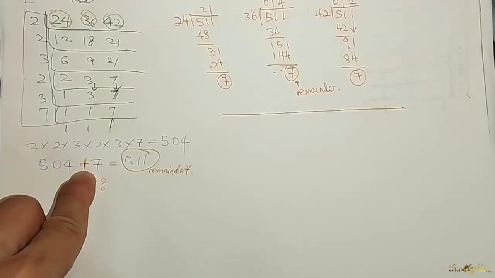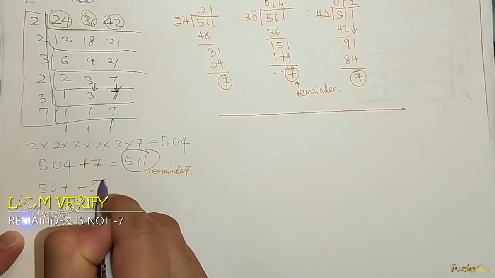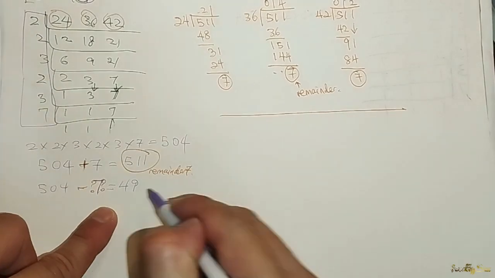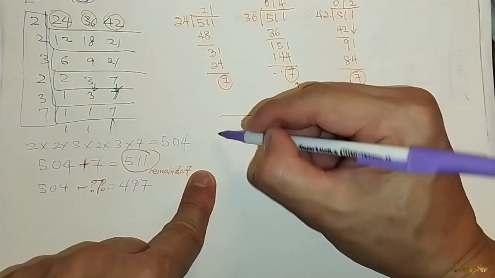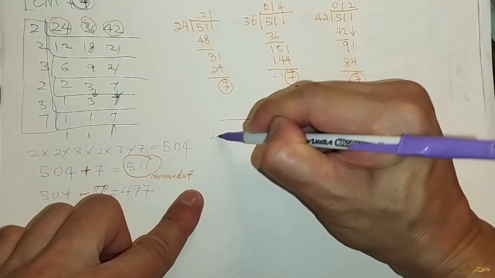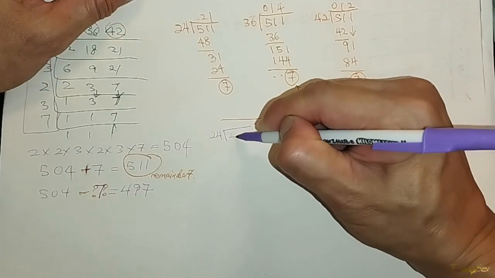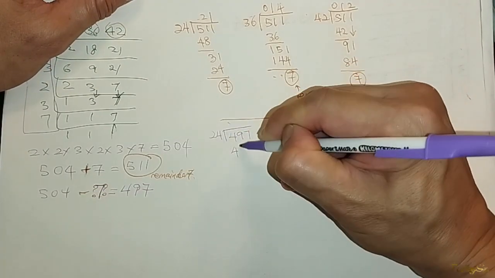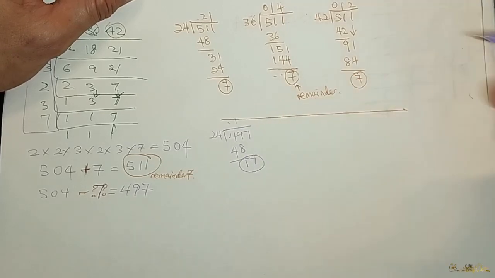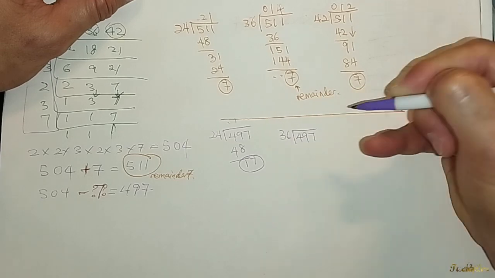Let us try using the subtraction instead of addition. 504 minus 7 is equal to 497. We are going to do the same for 497. If it's 24 into 497, you'll get 20 times and 17. So the remainder is 17. What about 36 into 497?